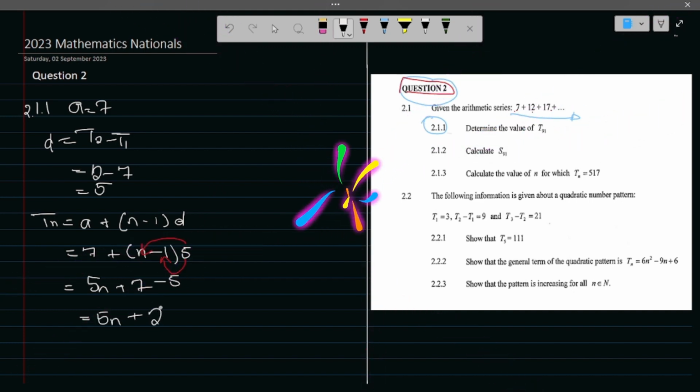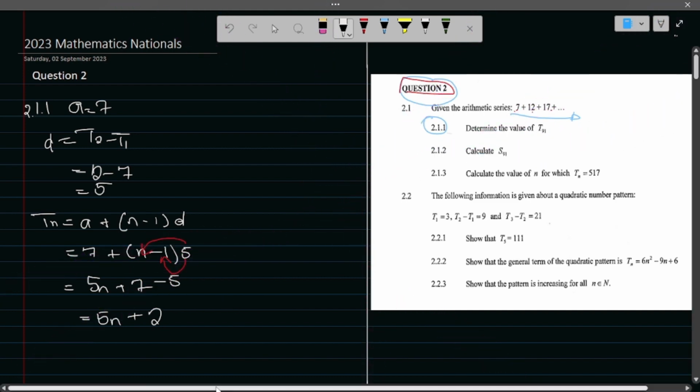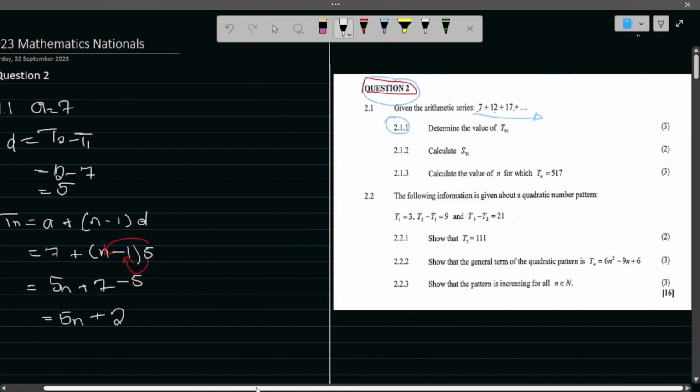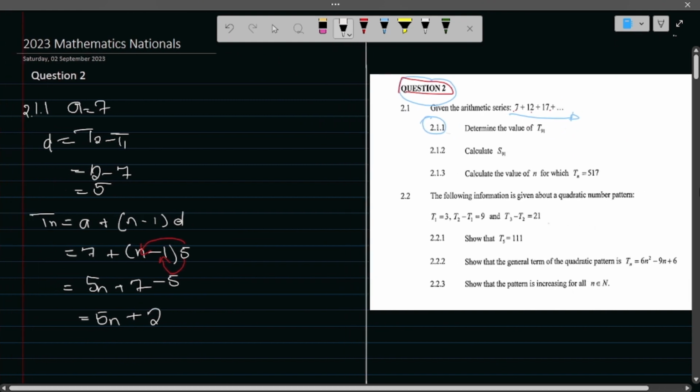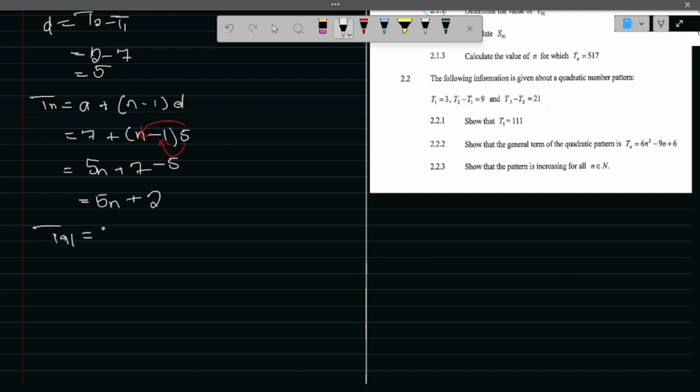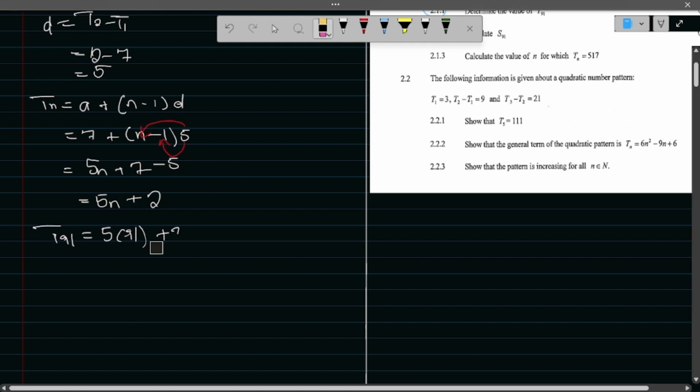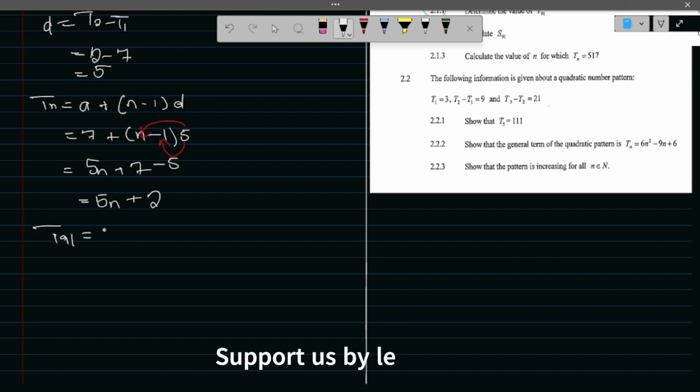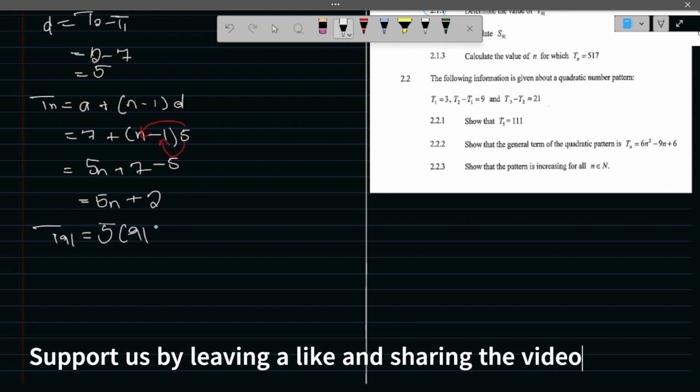Note that the question says we need to find the T91 term, and this is 3 marks. So all you do here is say T91 is equal to 5 times 91 plus 2. So it's going to be 5 multiplied by 91 and then plus 2.